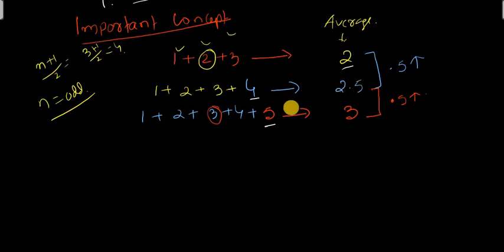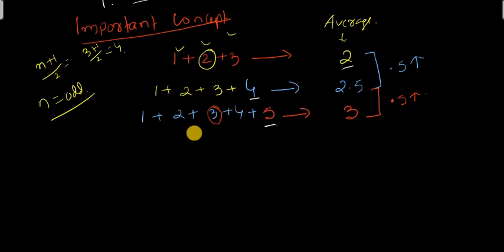So the average is 2.5 here, and when the next number, 5, is added, the average increases. When the last number is added, the average increases, because the last number is greater than the average of the group.